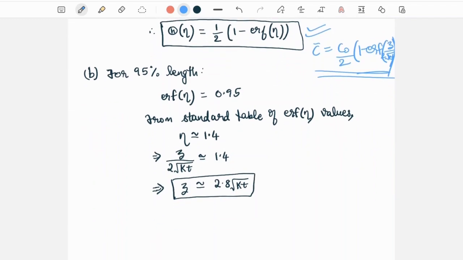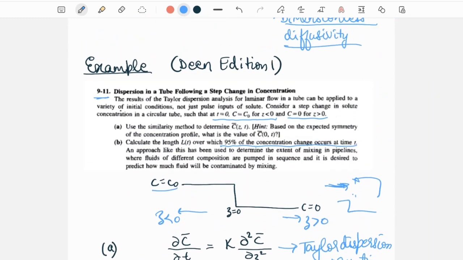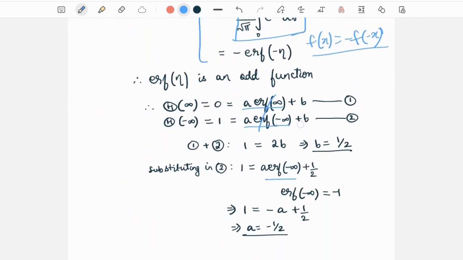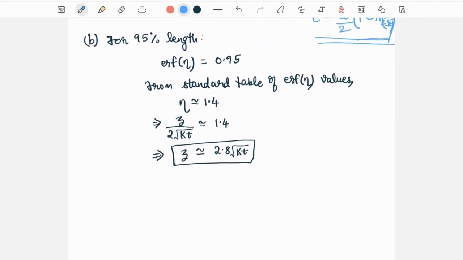Now for part B, we were asked, I'll just go back, we were asked to find what the length should be over which 95% of the concentration change will occur at some given time t. Here length is basically our z. So we have to find what z should be given 95% of the concentration has changed. This basically means our error function is equal to 95%, which is 0.95.